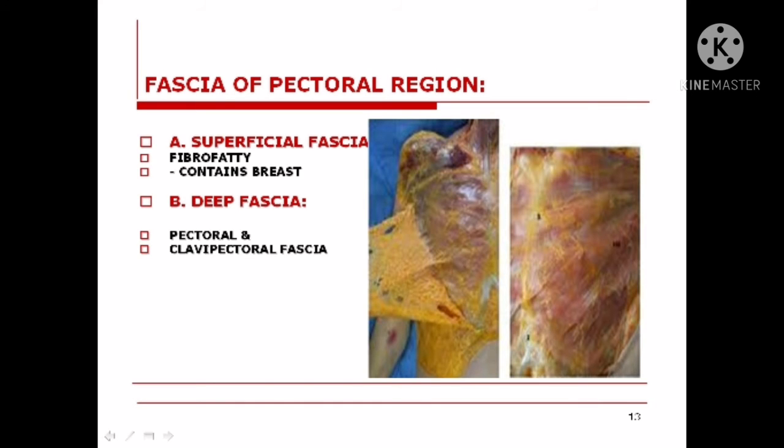Now the fascia of the pectoral region. Next to the skin, we find the superficial fascia of the pectoral region. We know the superficial fascia is a fibrofatty layer, and in the pectoral region it contains the breasts of the human body. The deep fascia of the pectoral region is twofold, that is the pectoral fascia and the clavipectoral fascia.